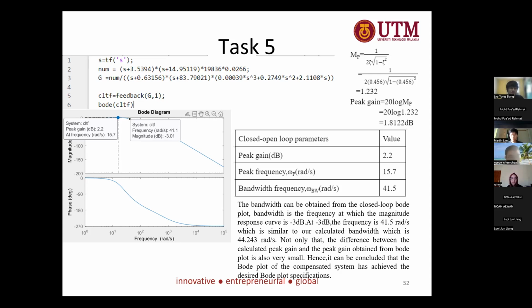And the peak gain is 2.2. For our calculations, our peak gain will be 1.8, so only a 3 dB difference, which is also very close as well. So we can conclude that our system has met the proper specifications.